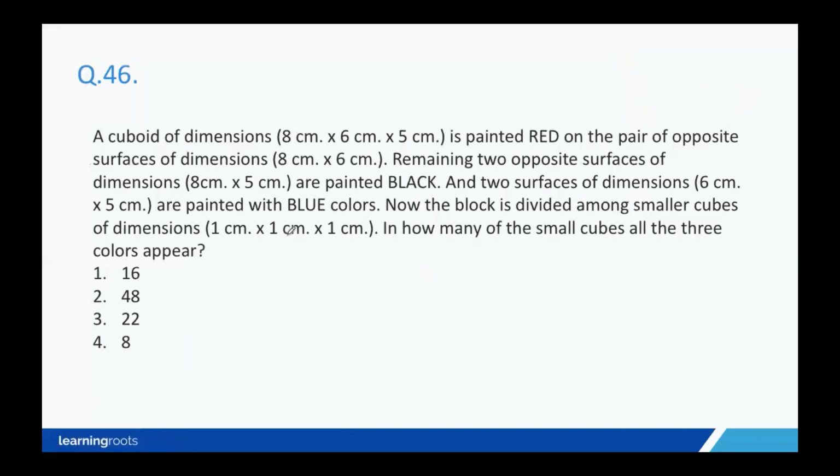Okay, another question that is very, very simple but appears intimidating. Question number 46. A cuboid of dimensions 8 cross 6 cross 5 is painted red on the pair of opposite sides and so on, and painted with blue. Right, so let's take a cuboid.